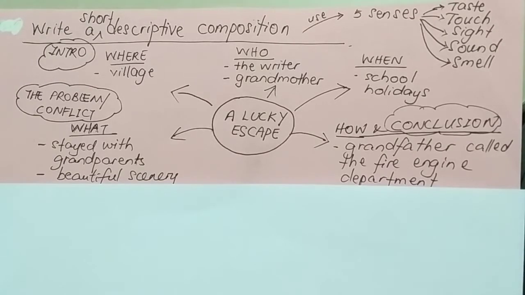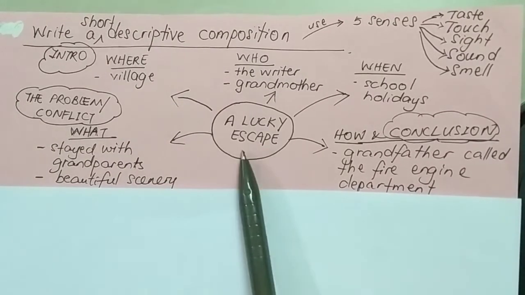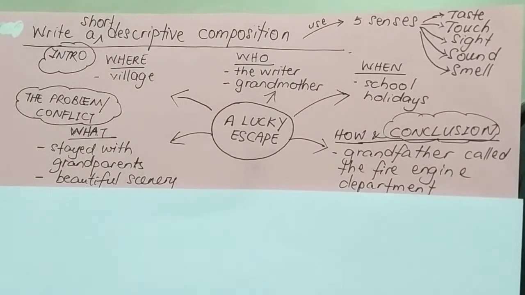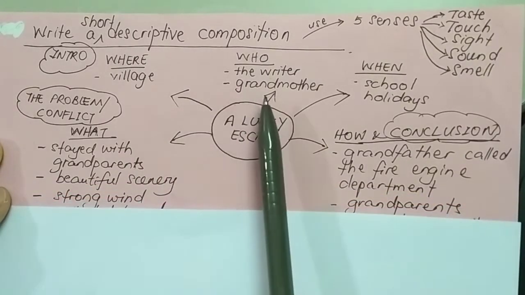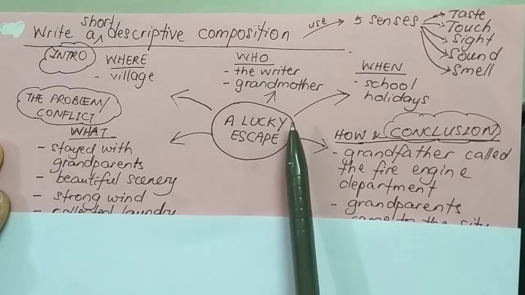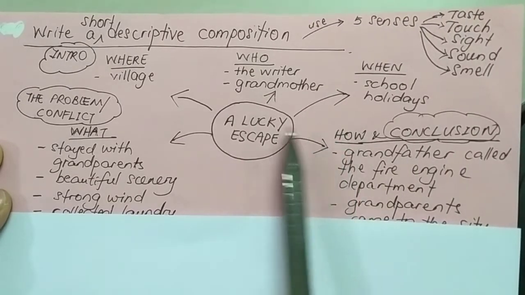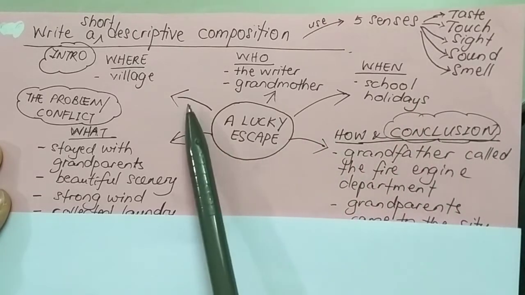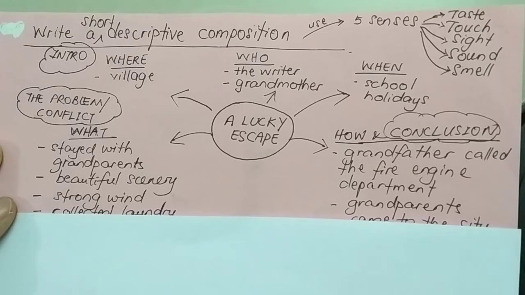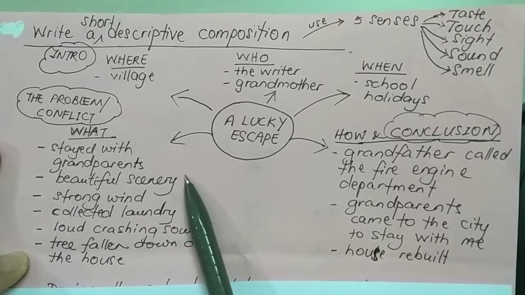Alright, so here, a lucky escape. These are what I have prepared for you. Who: the characters in the composition, in your story, the writer, which is you, and grandmother. When: during the school holidays. And where would it be? The village that your grandparents are living in. And the problem of the story.